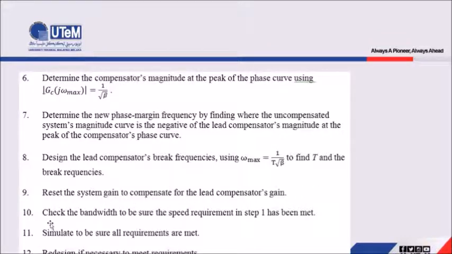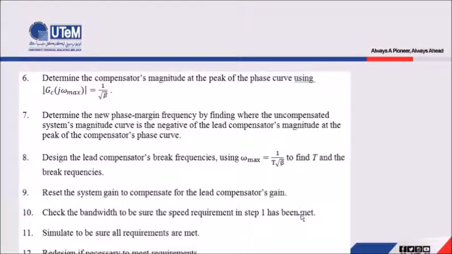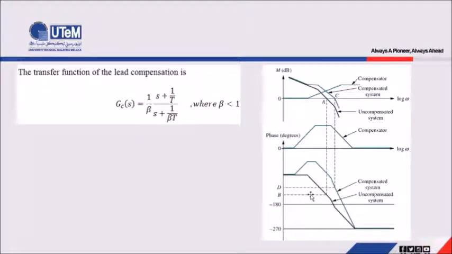And in the next procedure, we have to check the bandwidth to be sure that the speed requirement in step 1 has been met. Then after that we can simulate to ensure that the result we get after we design follows the requirement. If it does not meet the requirement, we have to redesign again. That is the 12 steps for how we can design this lead compensator using this Bode plot.